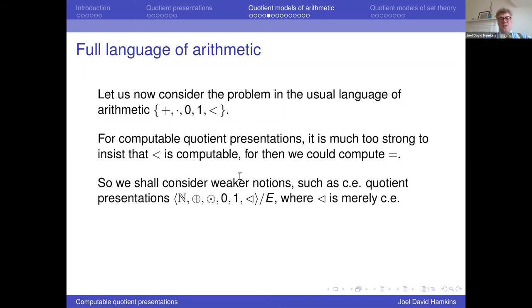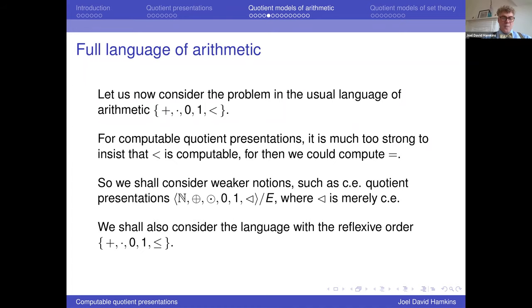So we really want to look at weaker notions such as CE quotient, where the less than relation is just a CE relation instead of fully computable. And also, I want to look at the reflexive order. Of course, these are bi-expressive. We don't need the order at all, but it's natural. Both of them I find natural.